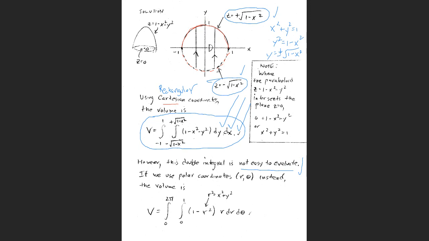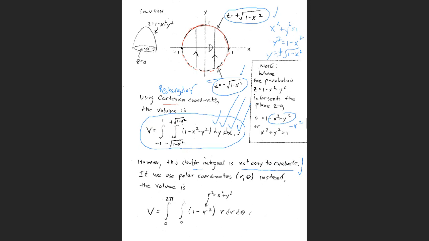Well, normally, it really depends on the integral. If the integral involves a circle, oftentimes it's easier to use polar coordinates. So the paraboloid has z equals 1 minus x squared minus y squared. The minus x squared minus y squared could be written as minus r squared, and that's a little easier. This integral here is not easy to evaluate.